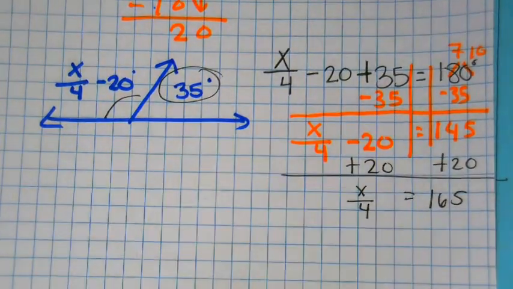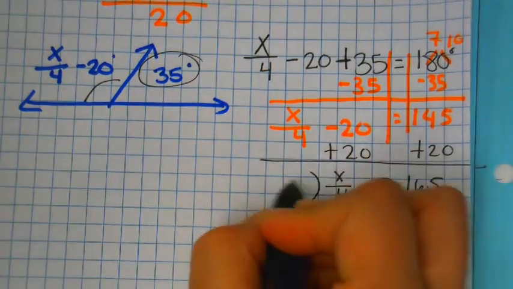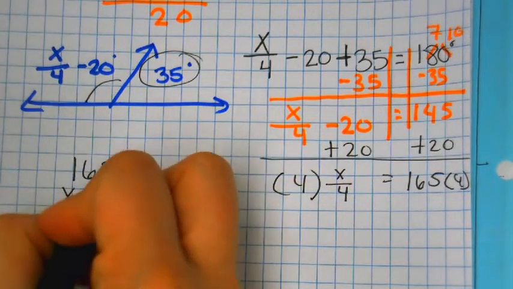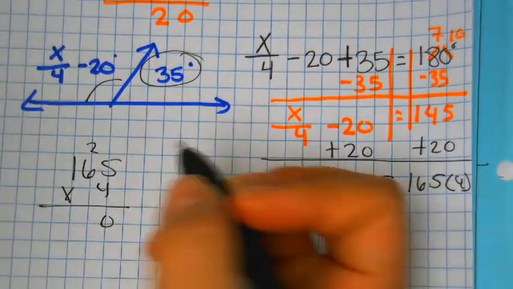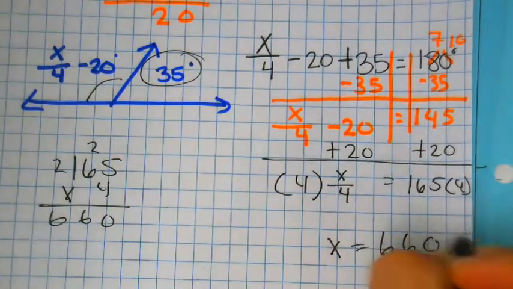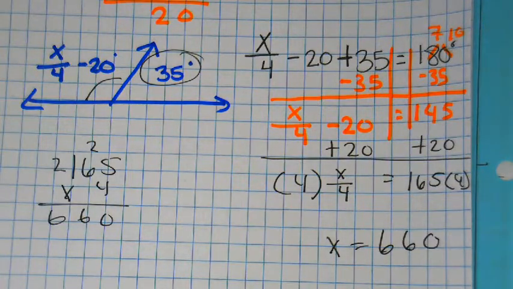Then how do I move the 4? Multiply by 4, multiply by 4. So I'm going to go on the side, multiply 165 times 4. That gives me 20, carry the 2, 24, 26, carry the 2, 4, 6. X is equal to 660. So that makes sense. Yeah, the angle measures 145. This is what the angle measures. It's 145, because you're just subtracting.